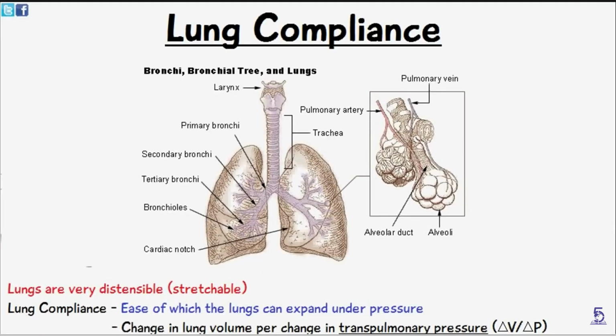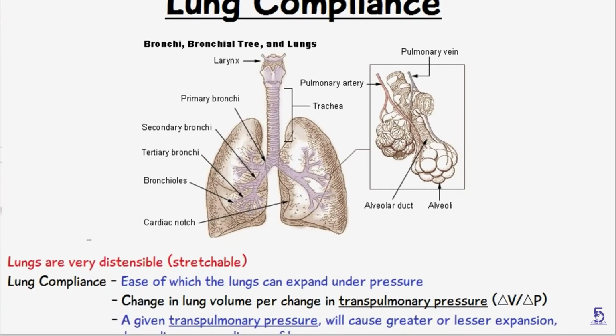Today's video we're going to be talking about lung compliance. We've already mentioned in previous videos the function of the lungs as an organ, and we mentioned the mechanisms of ventilation. So we know by now that the lungs are an elastic organ. It's very distensible, which is another way of saying stretchable, so the lungs can stretch. Lung compliance basically means the ability of the lungs to expand under pressure.